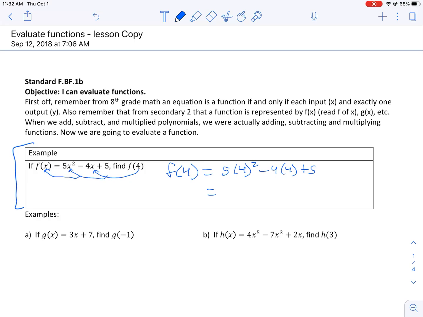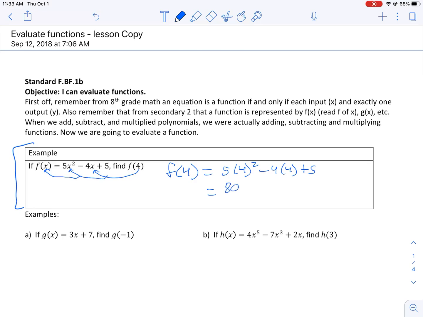And then you're going to go ahead and simplify. Make sure you square before you times. Exponents come before multiplication. So it's going to turn to 5 times 16, and then 5 times 16 is, I don't know, something. I guess I can use a calculator. Hold on, give me a sec. 5 times 16. Oh, it's 80.